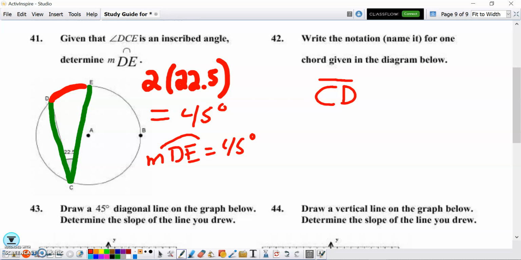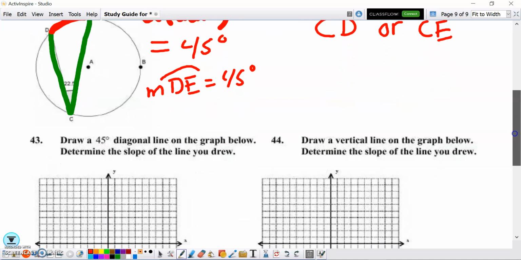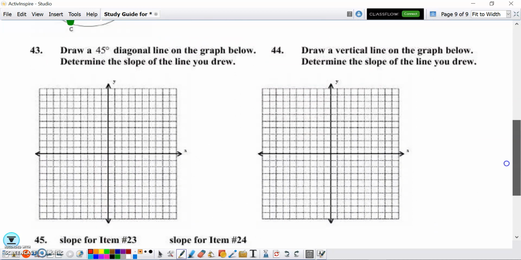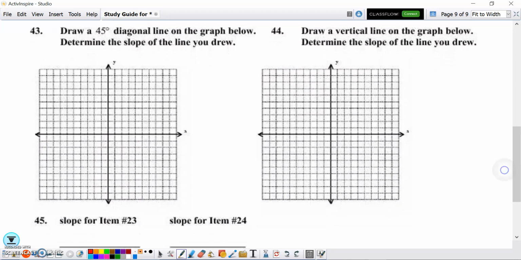You could also say DC. You could switch those letters around. Or you can say CE. Again, you could switch those letters around, but the chord symbol looks like that. Make sure you do the appropriate symbol. That's it.